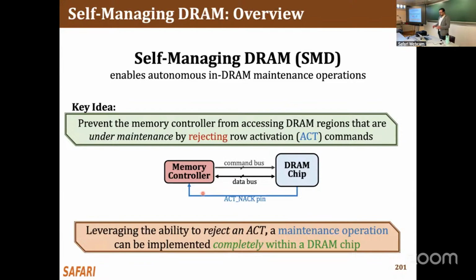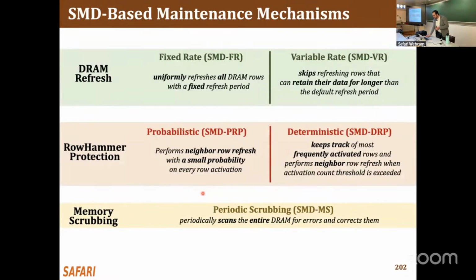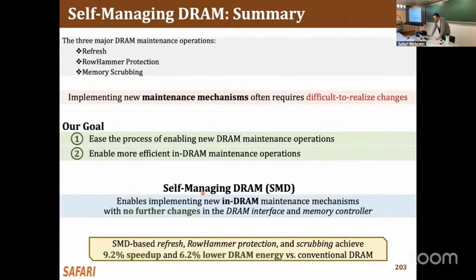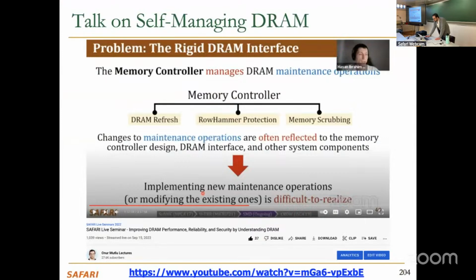Okay, so by leveraging the ability to reject this activation, the DRAM chip gains the time to perform those maintenance operations. And by doing that, the paper shows 3 use cases. We can implement DRAM refresh, RowHammer protection, and memory scrubbing completely inside the DRAM chip. Memory scrubbing is something that you periodically perform. You basically visit all the locations in your memory, and then you run the ECC on them so that if a bit flip has already happened, you fix it before they accumulate. So you can also do that inside the memory chip. And there's a full talk about that.